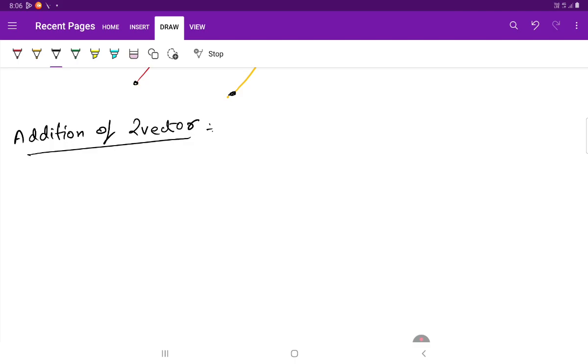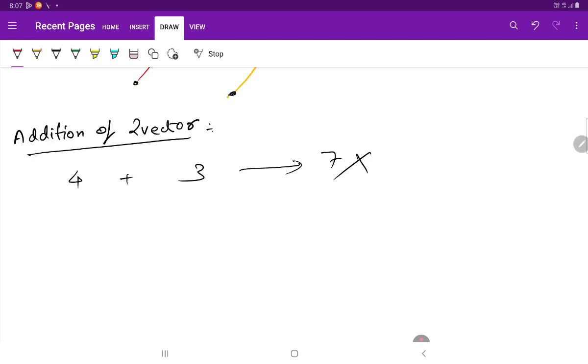But in case of vectors, if a vector has a magnitude of 4 and another vector has magnitude of 3, the resultant will have 7? We cannot say exactly. There will be some cases where the resultant will be 7, and in some cases the resultant will not be 7. So how can we add two vectors?